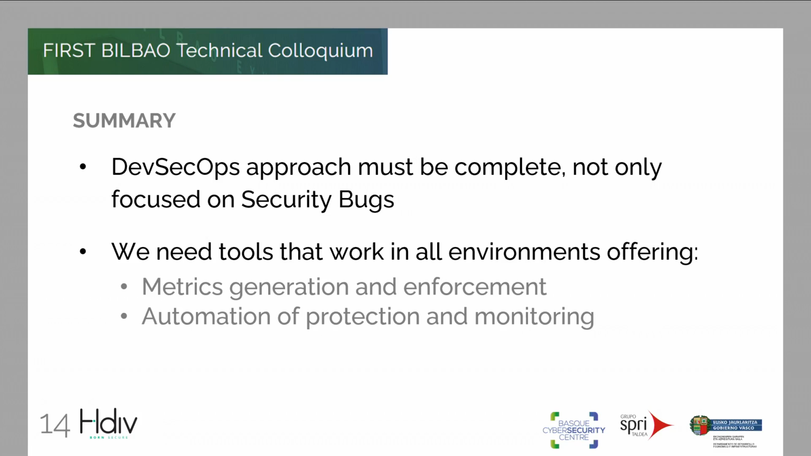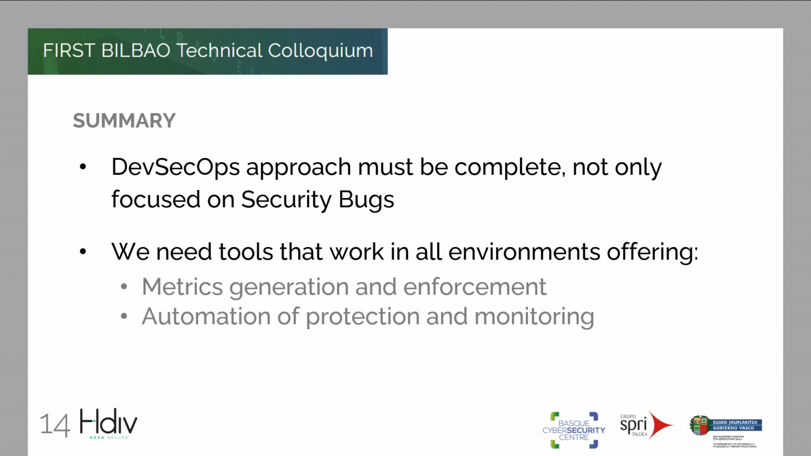Okay, so the summary and the message of the talk. The first one is that security bugs or detectable issues are only half of the total problem. So if you want to automate and protect your software system, it's necessary to cover both kinds of issues. Secondly, we need tools that work in all environments, not only in production. DevSecOps and automation are very much related to having the same software, the same solution, within all environments.